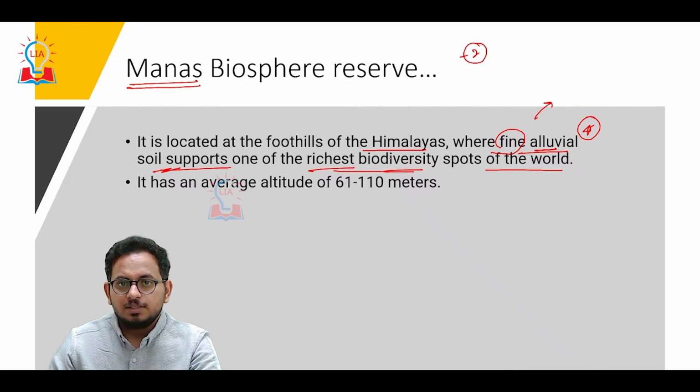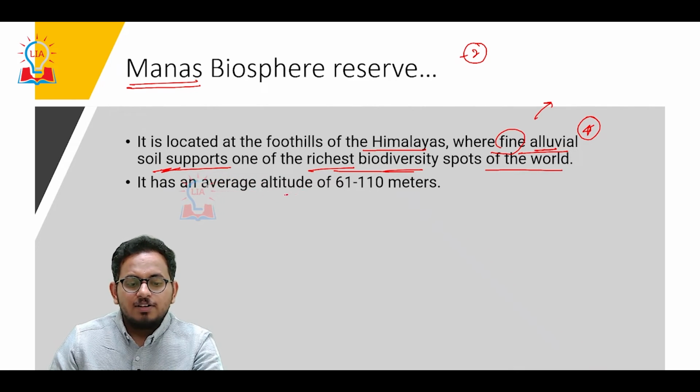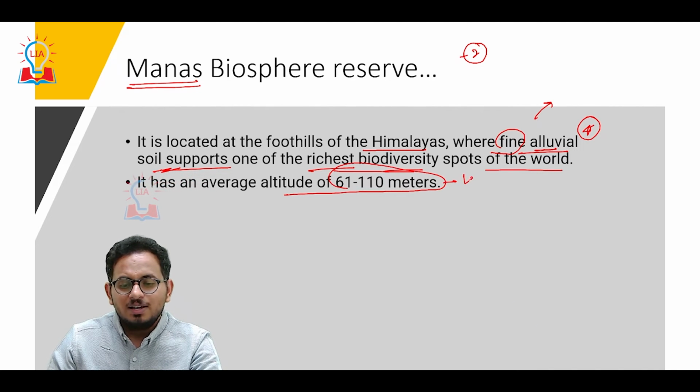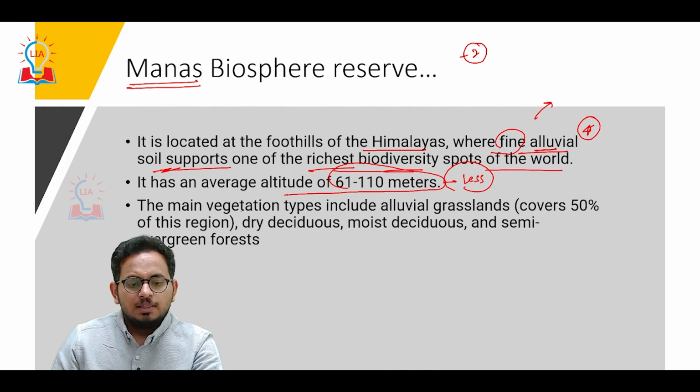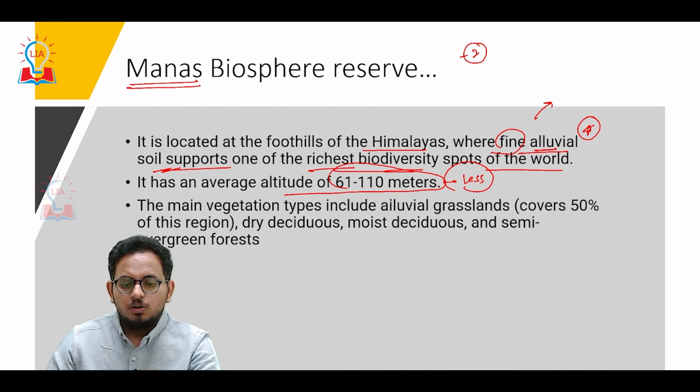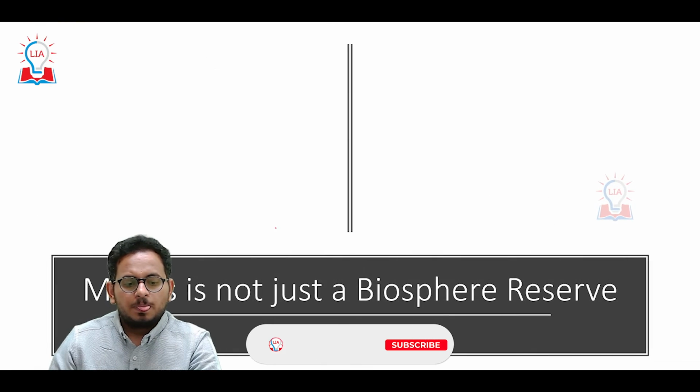This is in the state of Assam. It has an average altitude of 61 to 110 meters. This is very, very less when compared to Himalayan biosphere reserves. The main vegetation types include alluvial grasslands, dry deciduous, moist deciduous, and semi-evergreen forests. These are the different types of trees that are found.